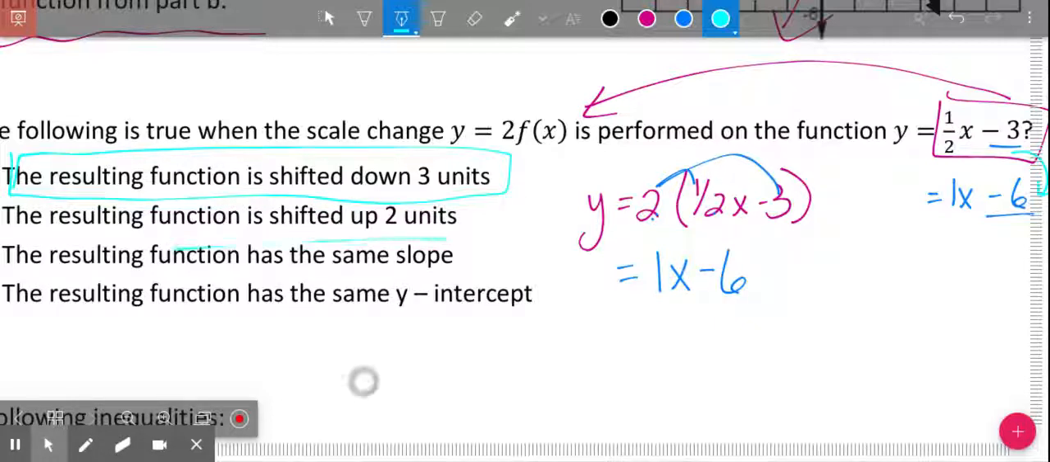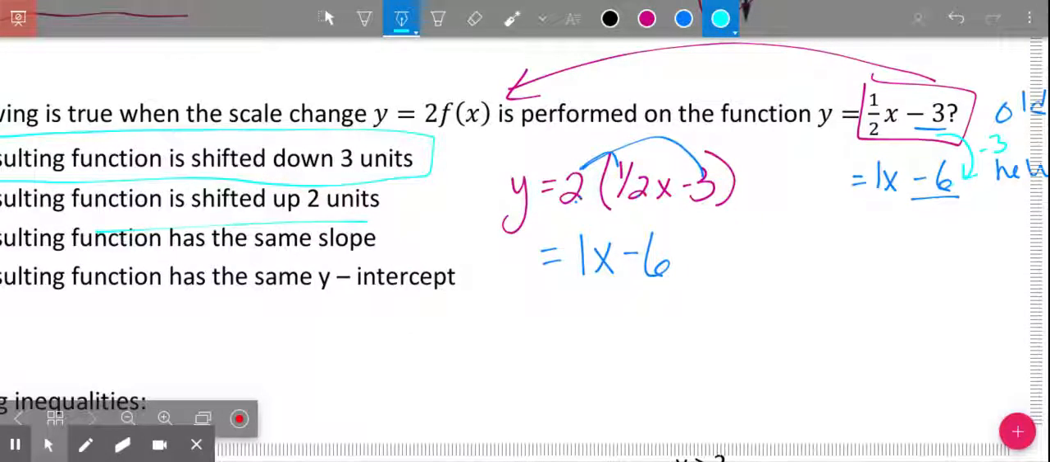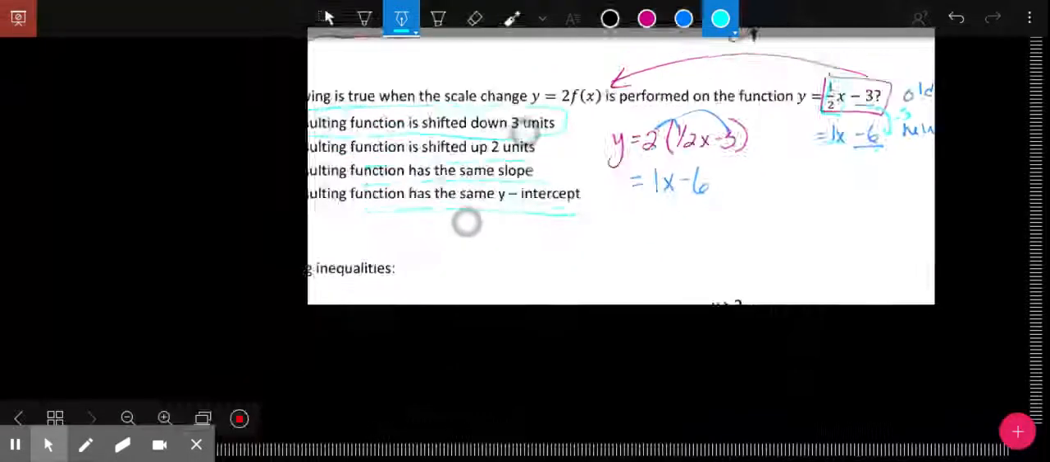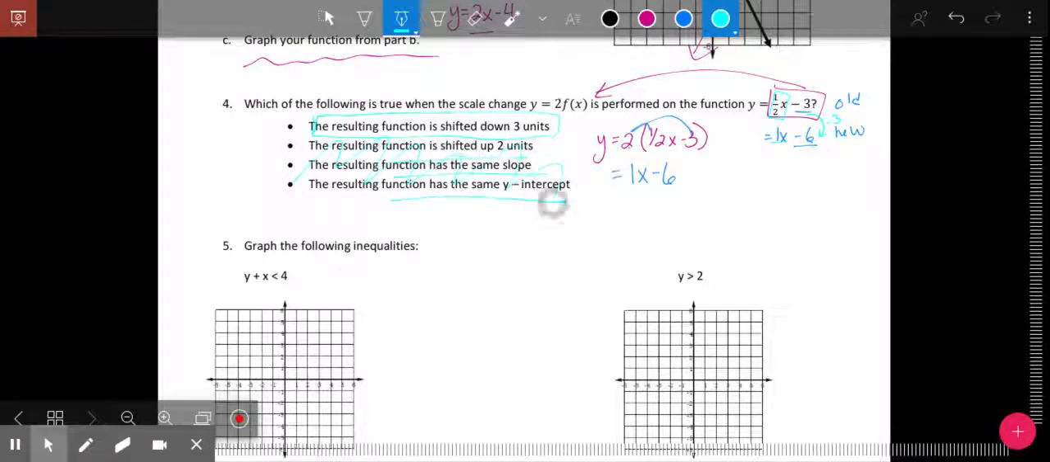It said it's shifted up 2. Well, we just said that it went down 3, so we know that's not true. The function has the same slope. This has a slope of 1/2 and a slope of 1, so that one can't be true. And then it has the same y-intercept. We went from negative 3 to negative 6, so that's obviously not true either. So the first one was our answer. Nice.